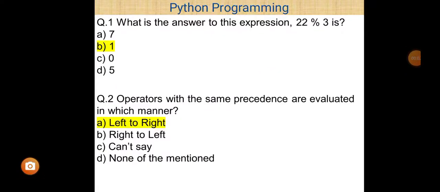Hello students, today our topic is Python programming, and in this lecture we are going to discuss some output based question answer related to Python programming. So basically these questions are related to operators.